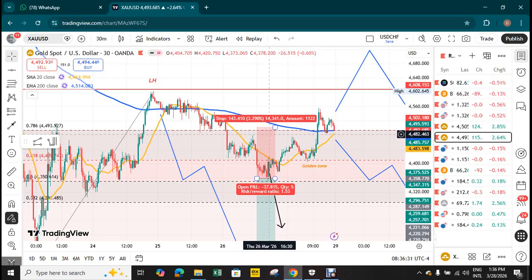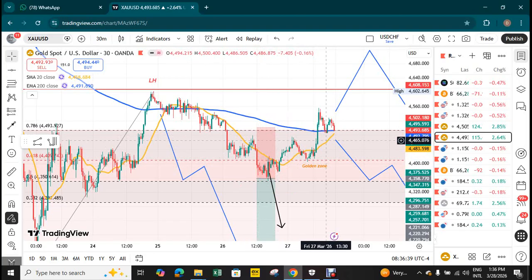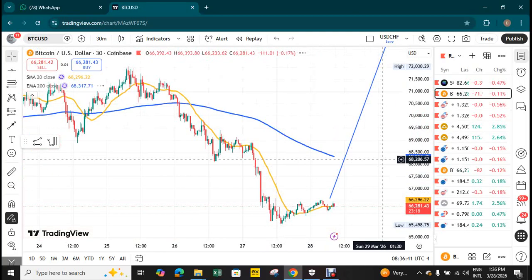We have how many pairs? 1, 2, 3, 4, 5, 6, 7. We have 7 pairs which we'll be looking at, but 4 pairs are still on their way. We are still watching them. So I'm going to start with BTC USD, which is this pair.